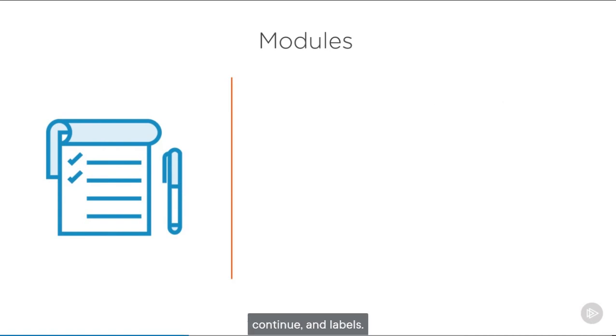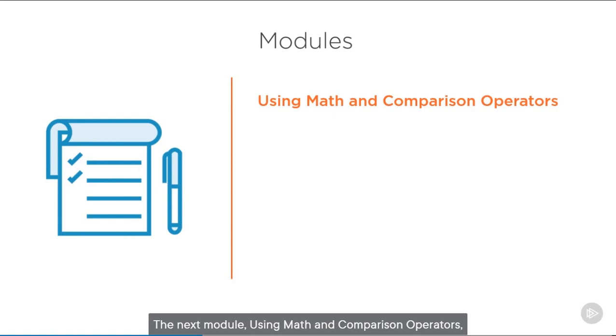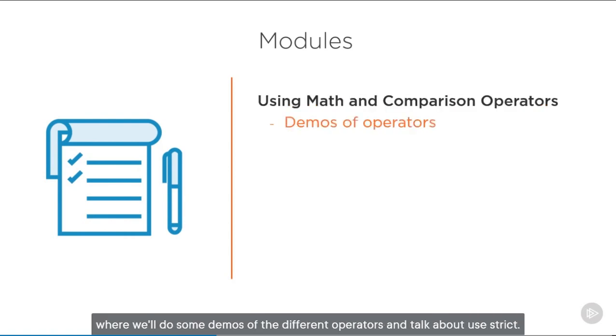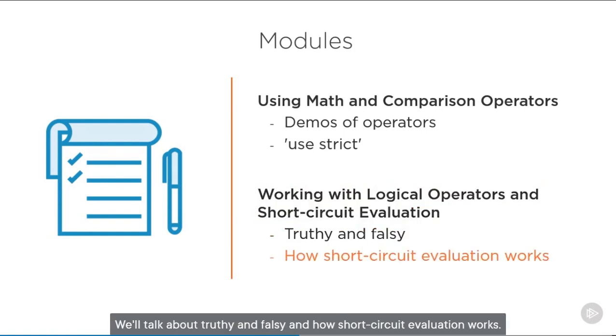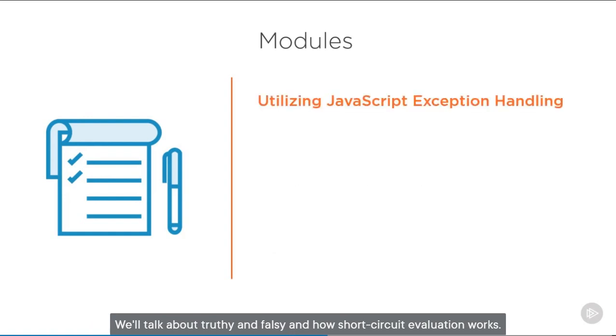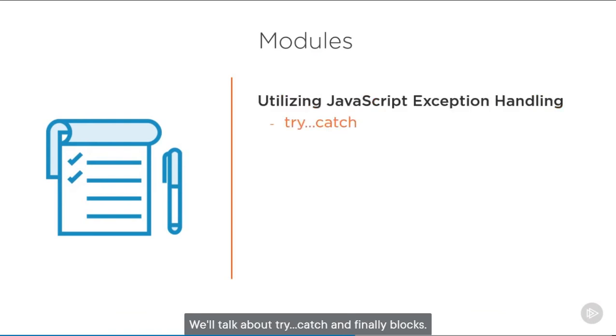labels. The next module, using math and comparison operators, where we'll do some demos of the different operators and talk about use strict. The next module, working with logical operators and short circuit evaluation. We'll talk about truthy and falsy and how short circuit evaluation works. The next module, utilizing JavaScript exception handling. We'll talk about try, catch, and finally blocks.